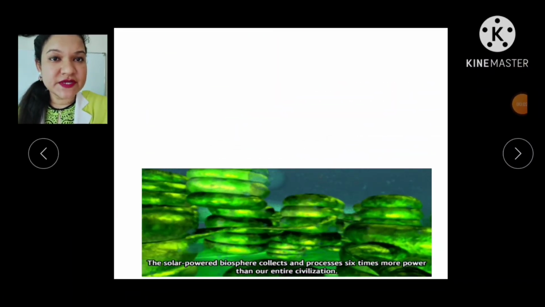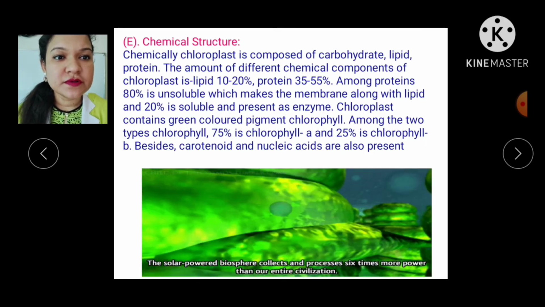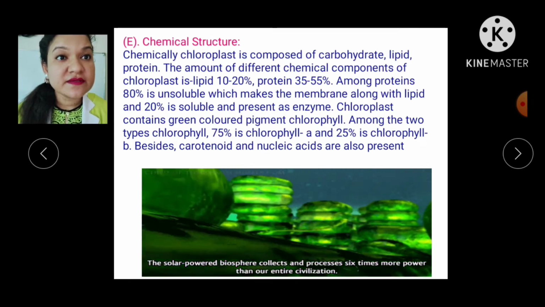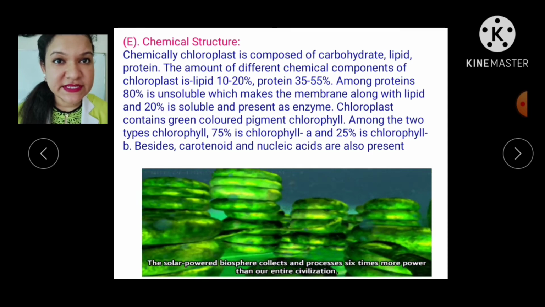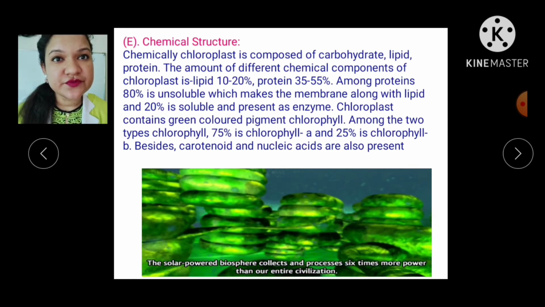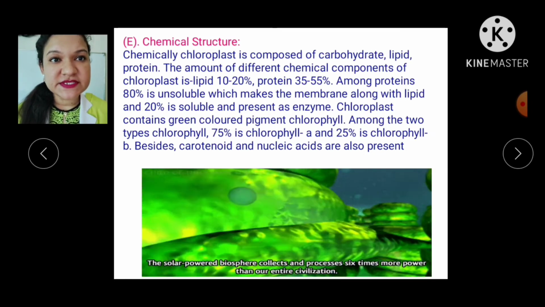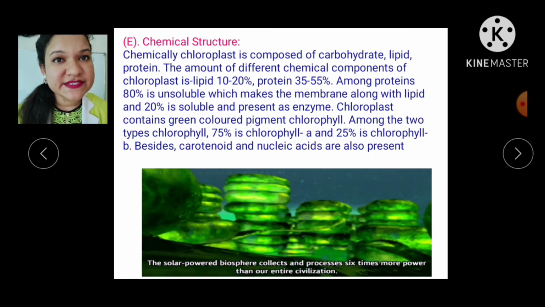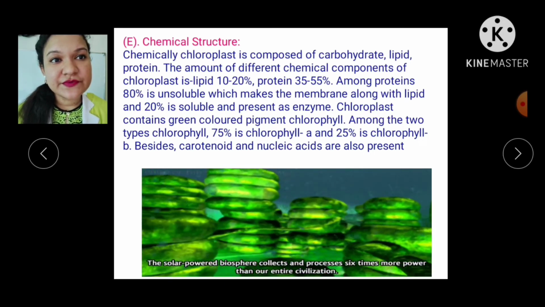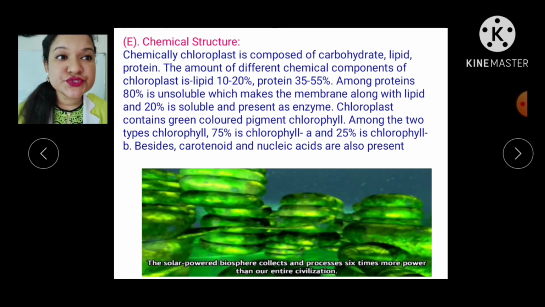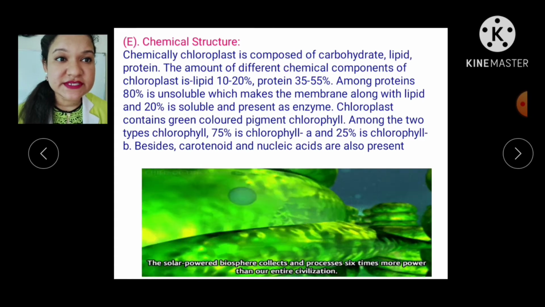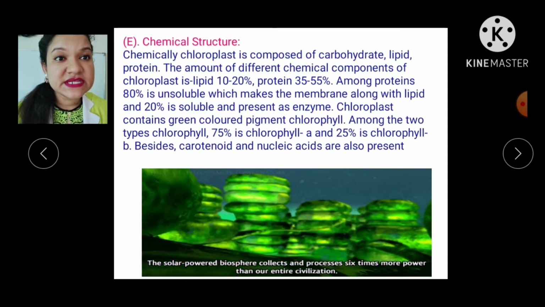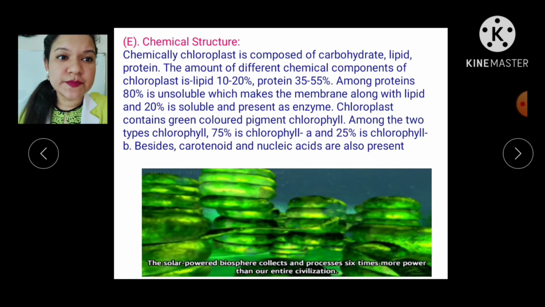I will describe the chemical structure of chloroplast. Chemically, chloroplast is composed of carbohydrate, lipid, protein. The amount of different chemical components of chloroplast is lipid 10 to 20%, protein 35 to 55%. Among proteins, 80% is insoluble, which makes the membrane along with lipid, and 20% is soluble and present as enzyme. Chloroplast contains the green color pigment chlorophyll. Among the two types of chlorophyll, 75% is chlorophyll A and 25% is chlorophyll B. Besides, carotenoid and nucleic acid are also present.